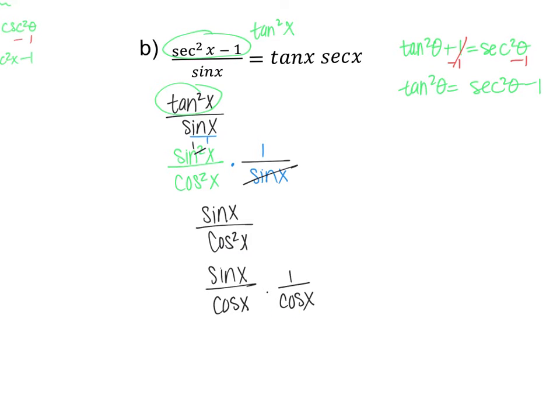So cosine times cosine gives me cosine squared. Since I was able to separate it, I can see that sine over cosine is actually just tangent, and 1 over cosine is secant. And voila, we now have made the left-hand side look like the right-hand side. And we are done.